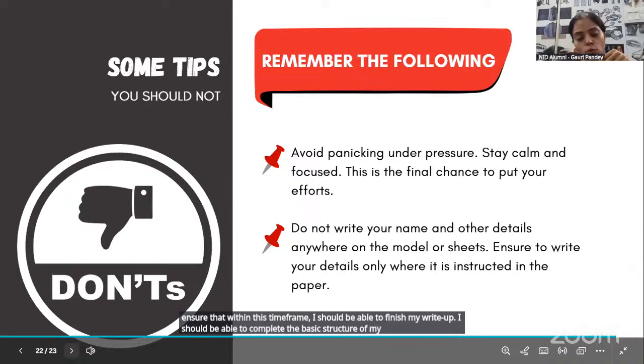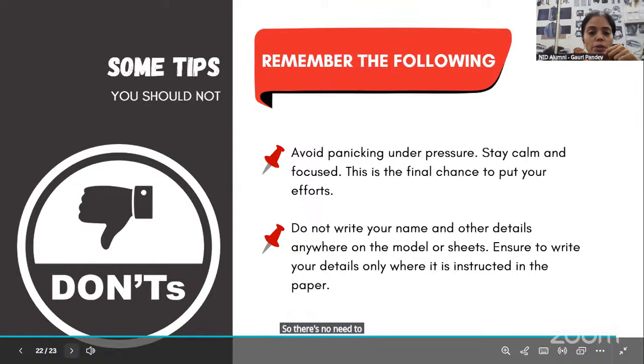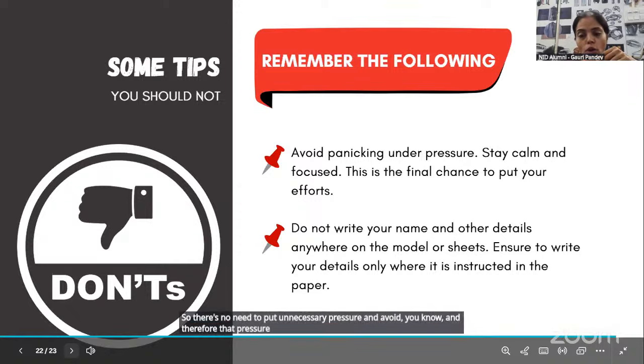And that comes with students. Once students begin to practice, they constantly put in effort, and they are more or less able to complete the work within the time frame. So there's no need to put unnecessary pressure, because that pressure might lead you to spoiling something. So stay focused, stay calm, and that's extremely important. Once you are calm and composed, you will do good work.